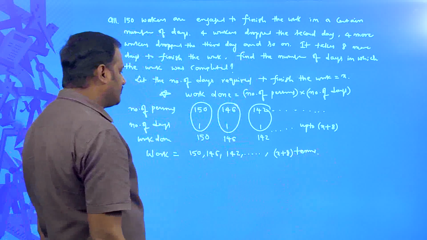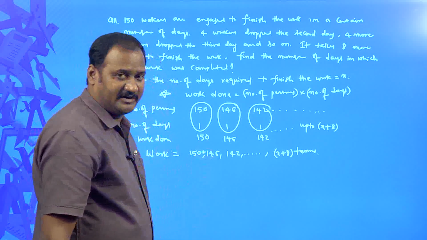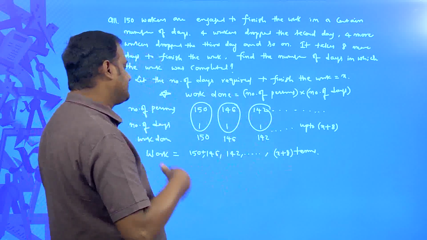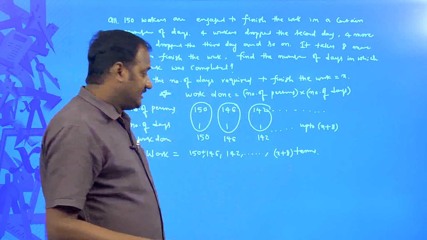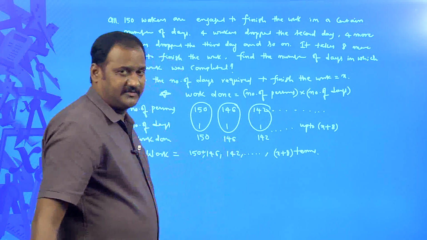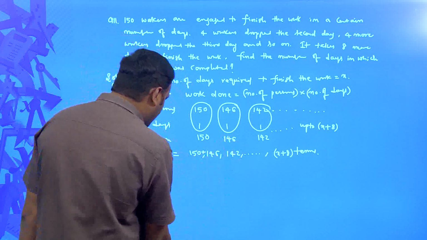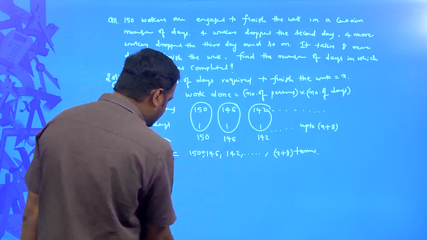So, the work done is equal to 150 plus... I do not put a comma now, because 150, 146, 142, they are all works. This is one part of the work, this is one part of the work, this is one part of the work, but I am going to calculate the total work. That is why I will have to add all these pieces of the work.